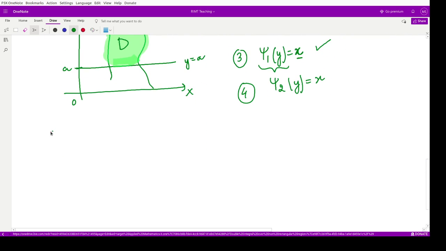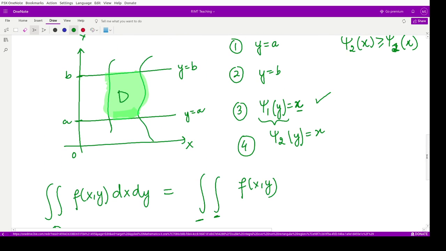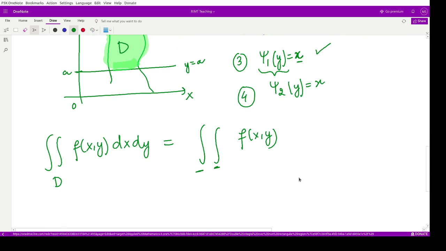Within this region we have to write down how we can compute the double integral. So double integral over the given region D of the function f of x y dx dy is now equal to the integration of the function f of x y. Now which limits are to be written here and here, that is up to you. Now you think and tell me what limits could appear here.